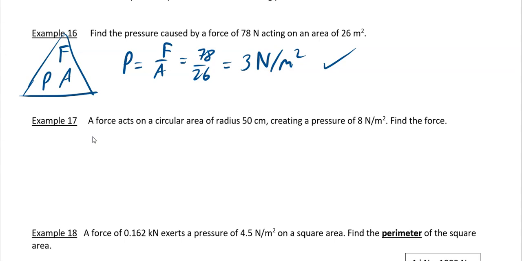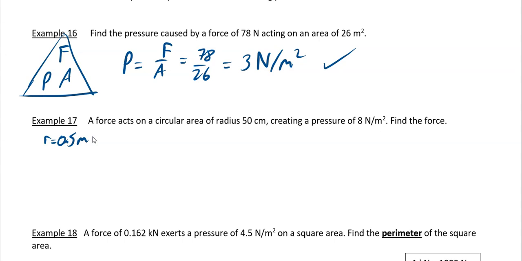Our next example says a force acts on a circular area of radius 50 centimeters, creating a pressure of 8 newtons per meter squared. Find the force. First thing I notice is my units of pressure are newtons per meter squared, so I need to find my area in meters squared. So it's a circle. First of all, we'll say our r is equal to 0.5 meters. So I've converted my radius into meters.